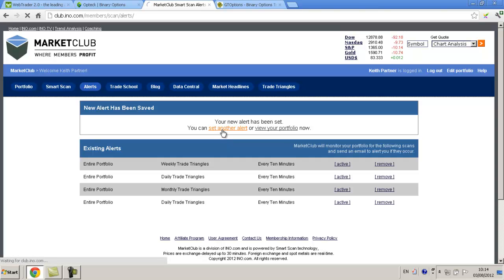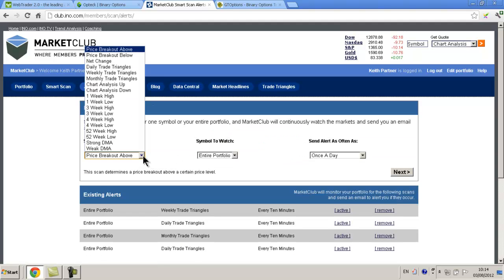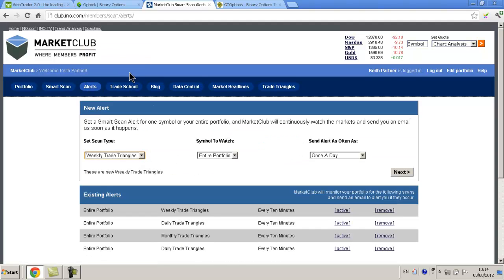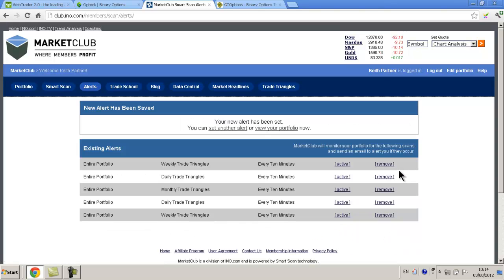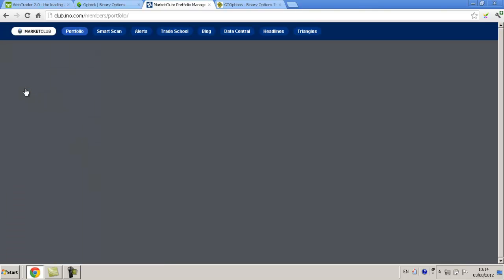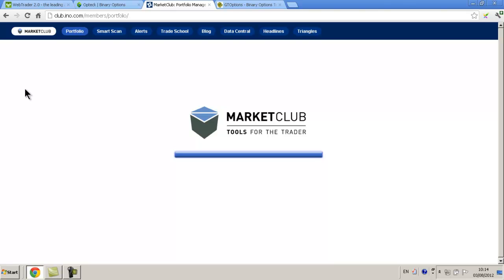Let's go through that again. Let's set another alert. This time I'll do a weekly trade triangle, entire portfolio, and every 10 minutes. Press next. Now I actually have a Gmail account set up that I just get these alerts sent to. As simple as that. Let's go back to our portfolio, and now I'm going to show you how we trade this information we've got from our MarketClub.